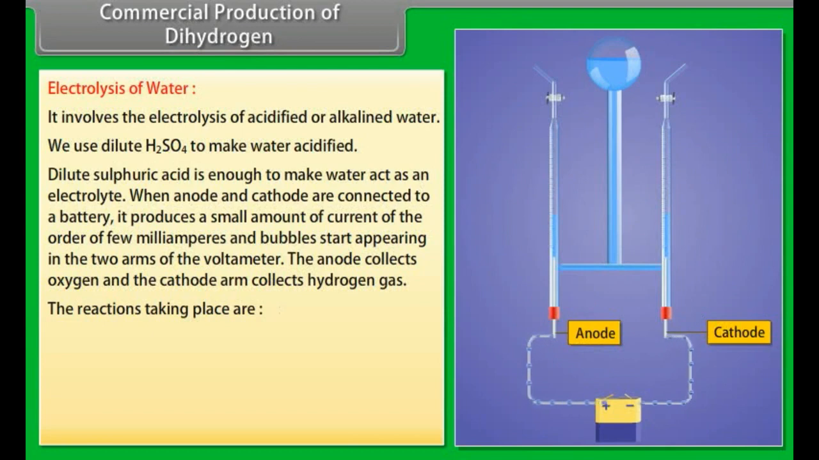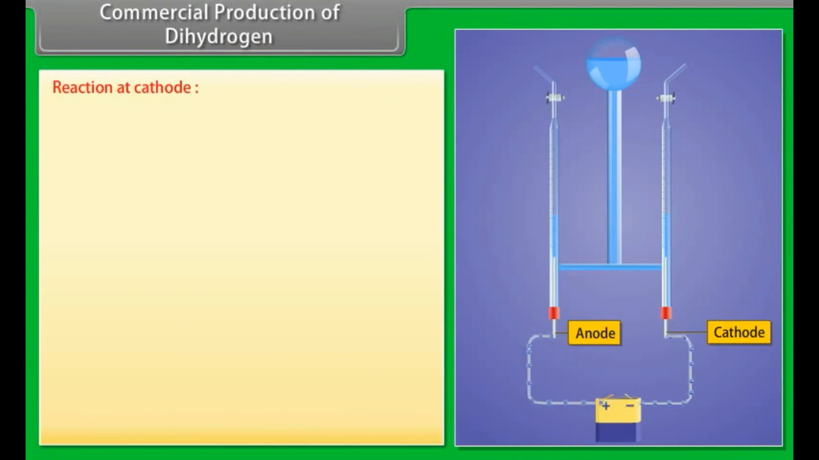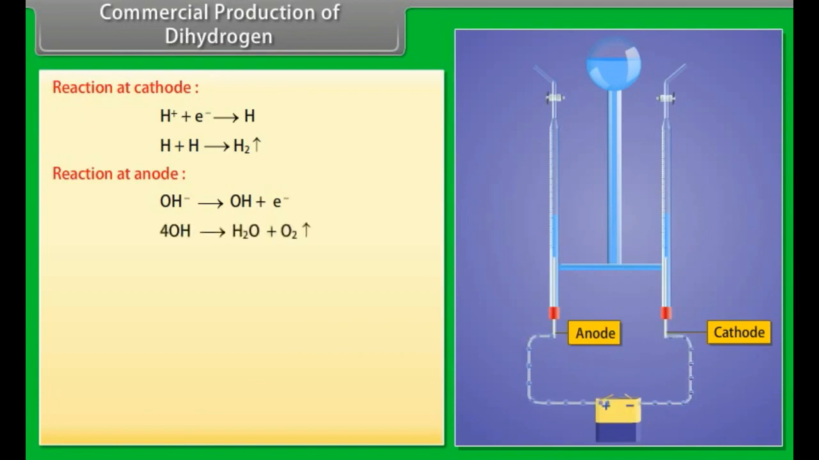The reactions taking place are dissociation of H2SO4. H2SO4 gives 2H+ and SO4 2-. Dissociation of H2O. H2O gives H+ and OH-. Reaction at cathode. H+ plus electron gives H. H plus H gives H2. Reaction at anode. OH- gives OH plus electron. 4OH gives 2H2O plus O2. Overall reaction. 2H2O gives 2H2 plus O2.